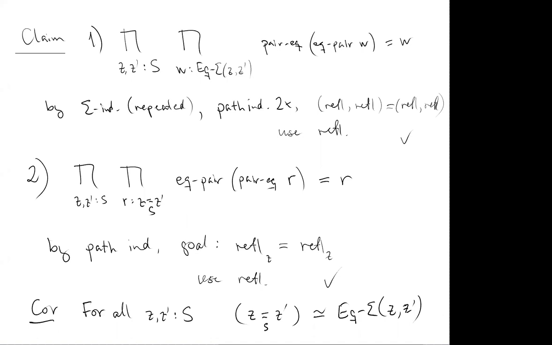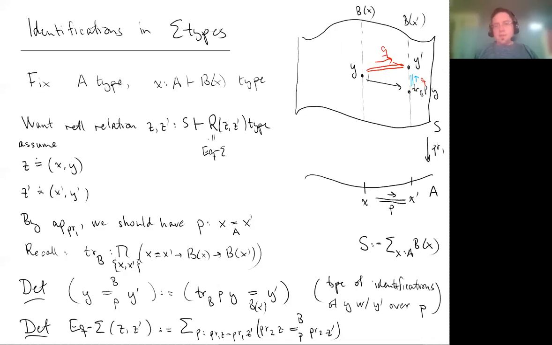Maybe if you could just say again why you defined this equality for sigma separately. Yeah, I think there was a question clarifying that in the chat, so it might be good to say again. So I guess the question is, why don't we just use the identity type we already have on the sigma type? Is that the question?